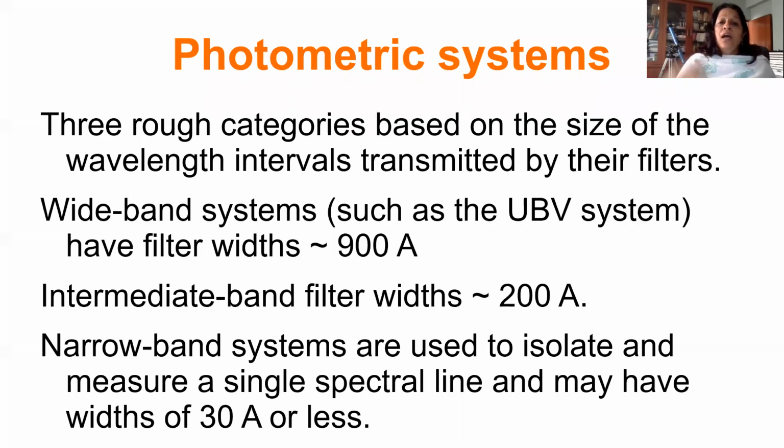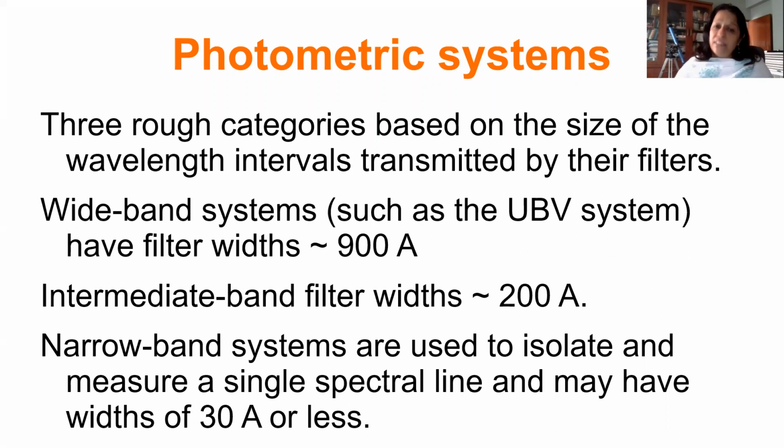Now, what are photometric systems? To measure the brightness of a star, like I mentioned in the first lecture, we use what are called filters. The filter will only permit light of a certain wavelength to come to the telescope. And there are three kinds of filter systems which are used. One is what is called wideband systems, for example the UBV system, which we'll talk about in a minute. In this, the filter width is about 1,000 angstroms.